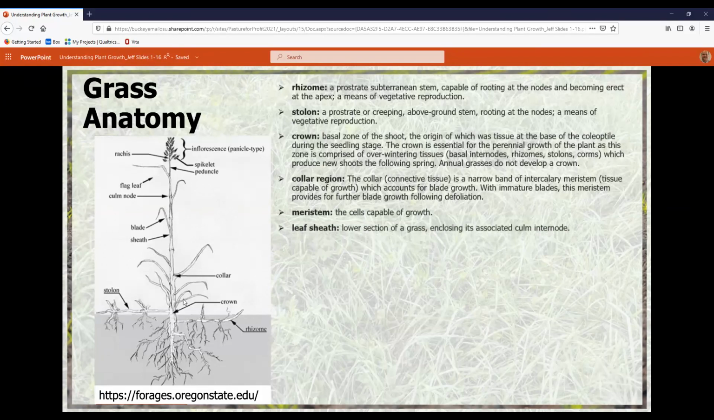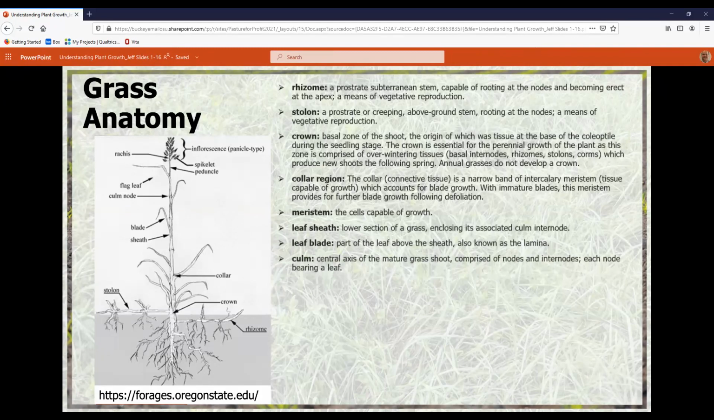We also have a leaf sheath, so anytime the leaf comes off the stem, it's actually attached lower at the meristem or the collar region, and then it comes out to capture sunlight. Leaf blades, these are extremely important because this is the most nutritious part of the plant. And it's also the part where the photosynthesis happens, which we'll cover a little bit later.